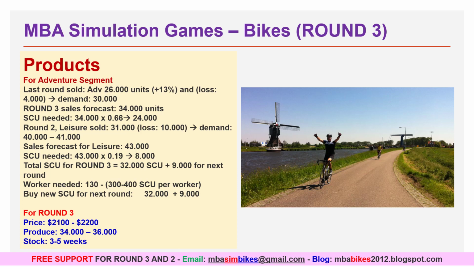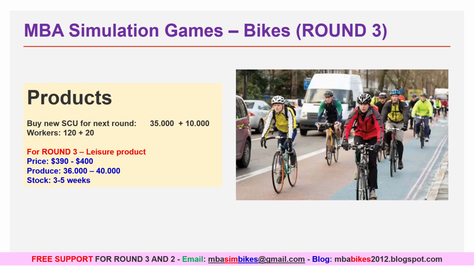and we need about 130 workers. For round 2, we set the price of adventure at 2,100 or 2,200, depending on competitors. Of course, we need to check the competitor price to set our price more competitively, right? And do not just use this number. And we produce from 34,000 to 36,000 units and keep the stock of 5 weeks.